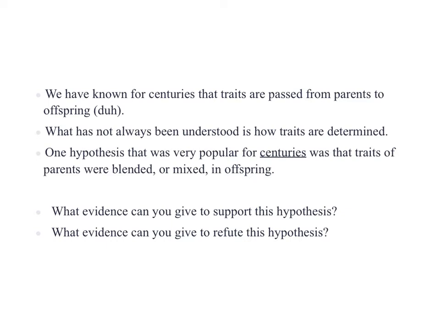Again, let's maybe pick on hair color. Let's say one of the parents had really dark hair, the other parent had really light hair. If traits were blended, you would expect a medium hair color in the offspring. If this hypothesis was going to be disproved, then you would have maybe a medium-haired parent and a light-haired parent, and you'd have a dark-haired offspring.